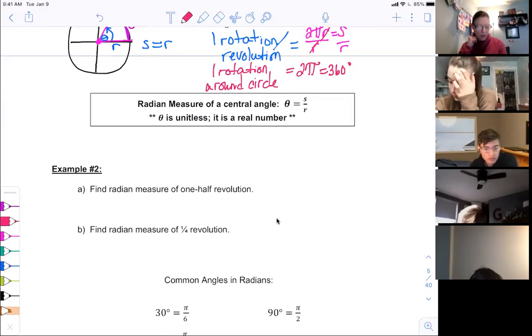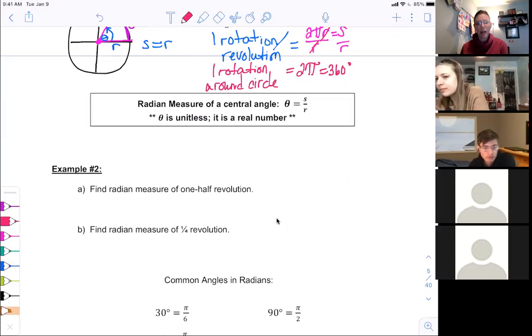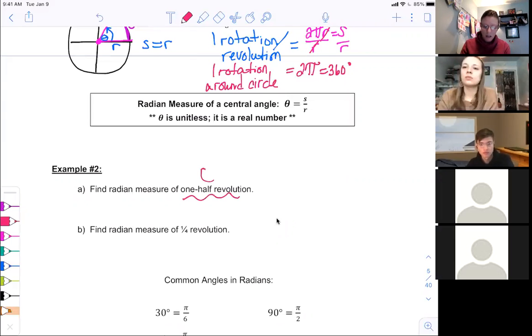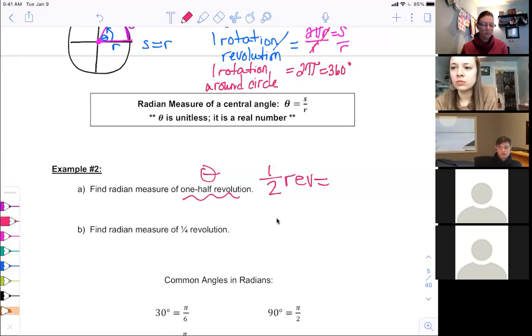In this example, we want to find the radian measure of 1/2 of a revolution. So think of that as being a rotation. We call it a revolution around the circle. We're spinning halfway around the circle. So my angle is 1/2 of a revolution. That's my angle. The way I would find the radian measure is by using the formula S over R.